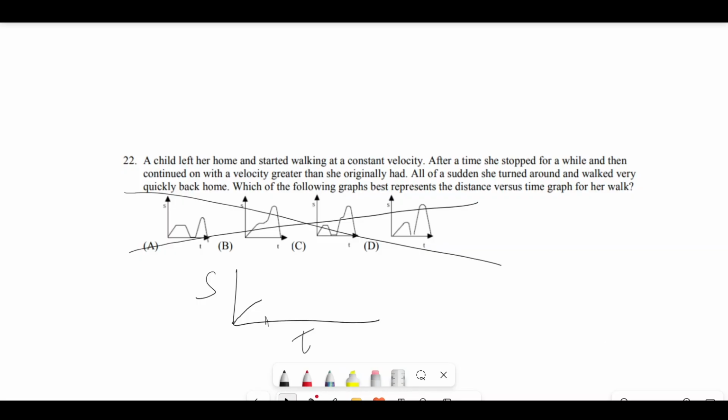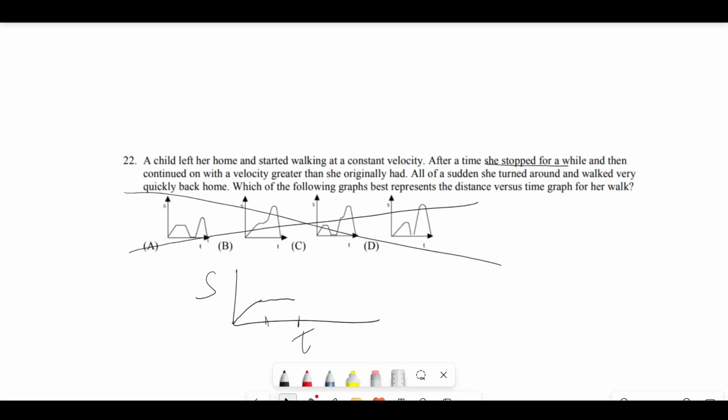Then it says after a time she stops for a while and then continued on with a velocity greater than she originally had. So here it says after a time she stopped for a while. When you stop in a position versus time graph, it doesn't go down to zero. Just because the velocity is zero doesn't mean that we're going to go down to zero. Because if you remember clearly, we said that velocity is the slope of a position versus time graph, right? So that means that if the velocity is zero, the slope is going to be zero. And if the slope is zero, it's just going to be a straight line. So we're going to just have a straight horizontal line right here.